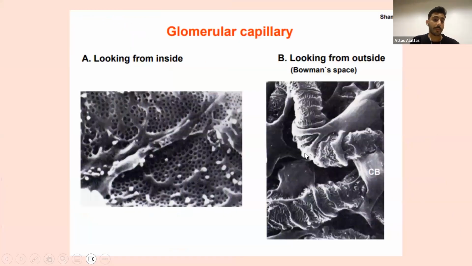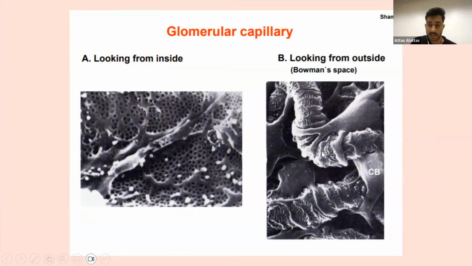This is just a microscopic image, both are microscopic images from the glomerular capillary. This is from inside the glomerular capillary. So you're looking from inside the capillary lumen. You can see that there are some pores in the capillary, and their function is to allow the materials or the substances from the capillary to move into the Bowman space.